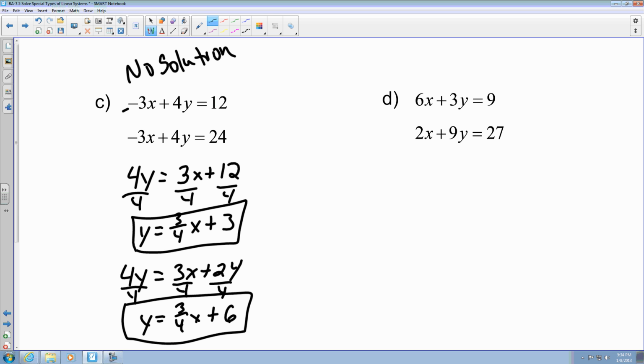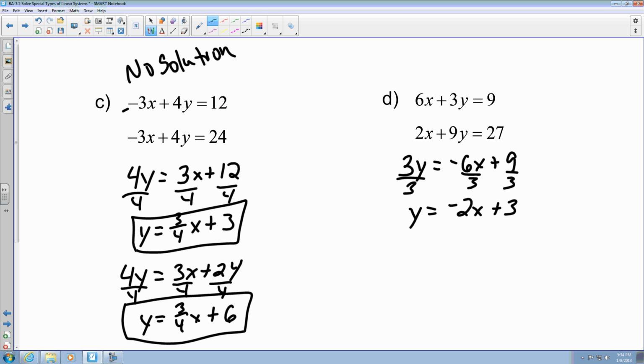Let's look at D. Last example. Neither of them are in slope-intercept form, so let's put it in slope-intercept form. For the first equation, I'm going to subtract 6x from both sides, which leaves me with 3y equals negative 6x plus 9. I'm going to divide everything by 3 so I can get y by itself, which then leaves me with y equals negative 2x plus 3.